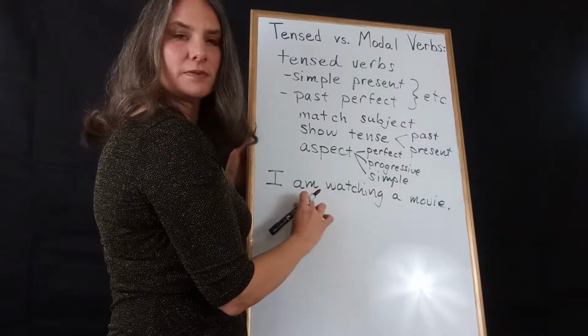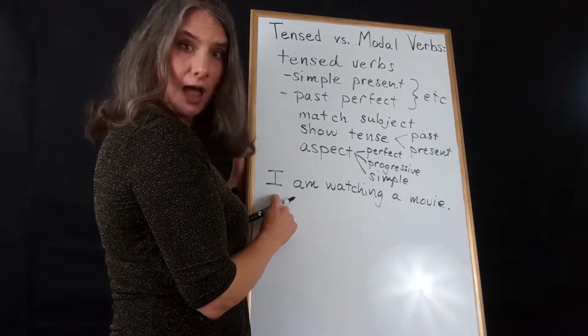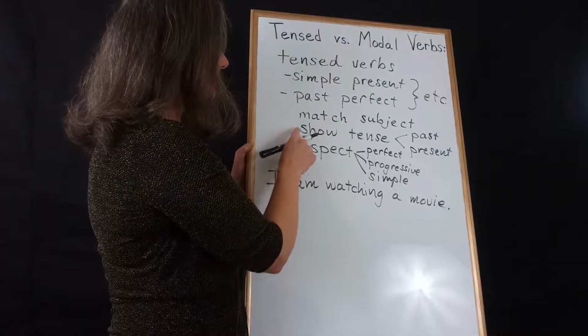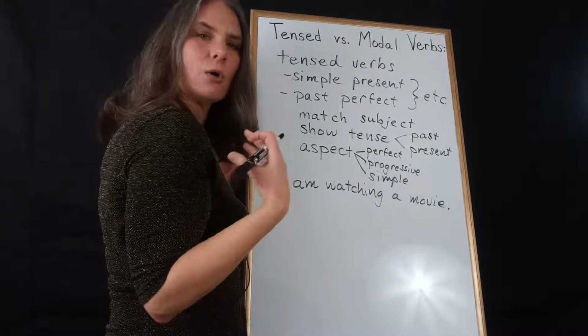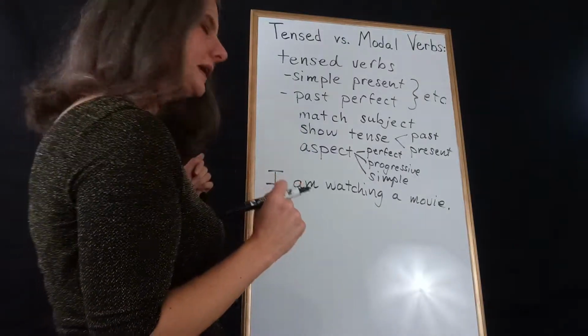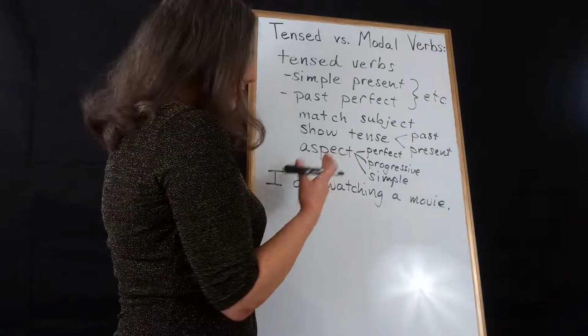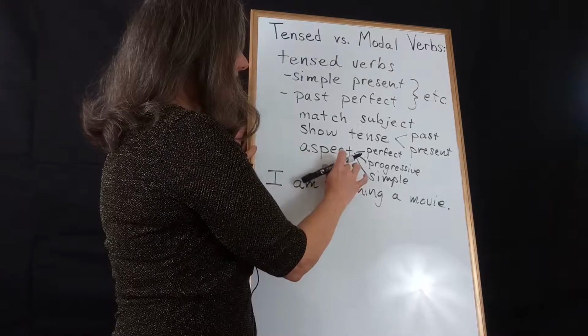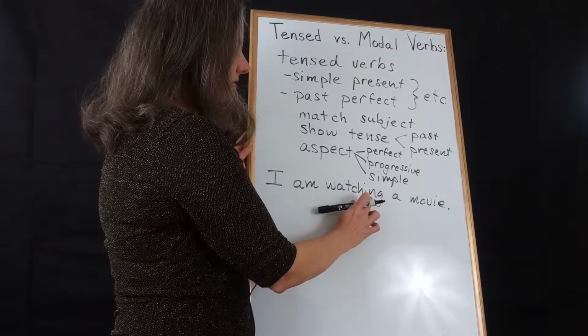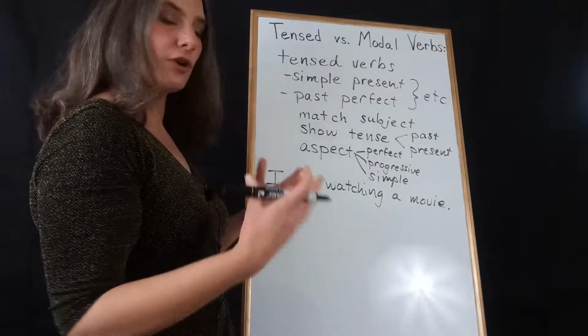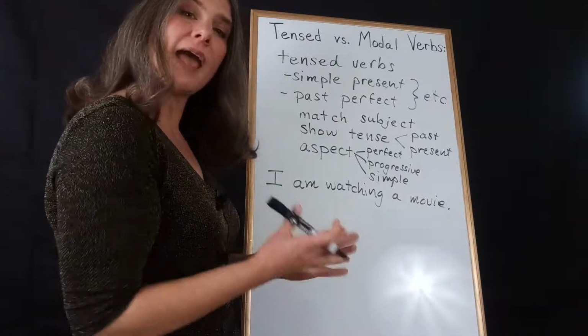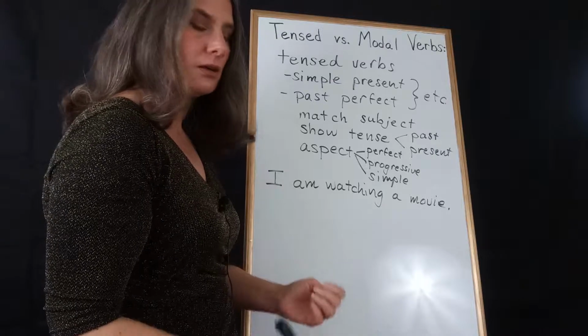This am matches the subject I, okay, matches subject. It shows tense. This shows a present, now type of feeling, right? Type of time. And aspect. This shows an ing or progressive aspect. So these verbs change a lot and have a lot of information, okay?